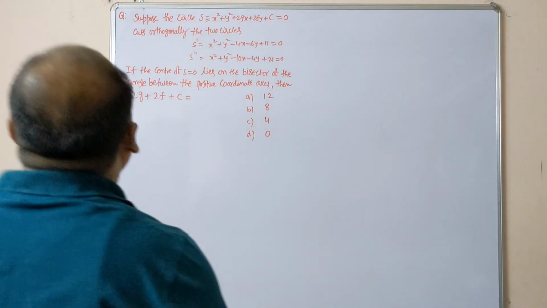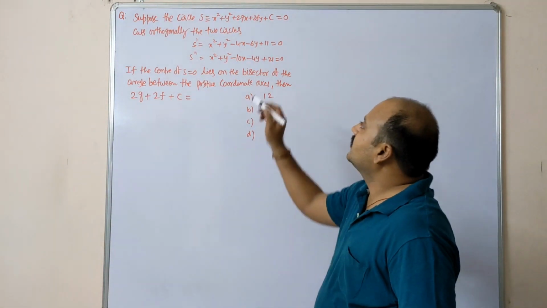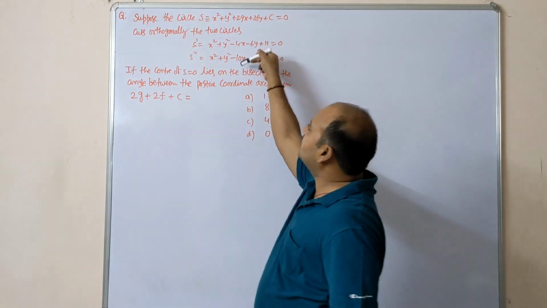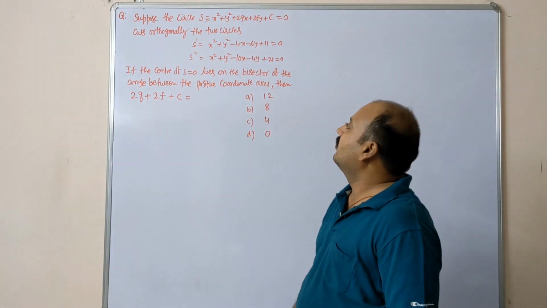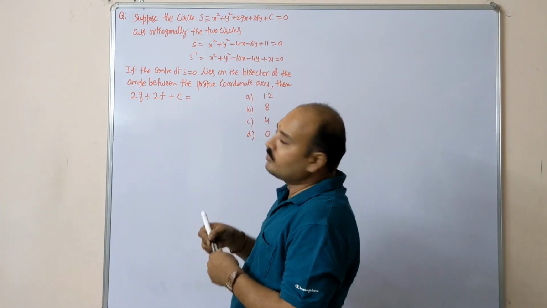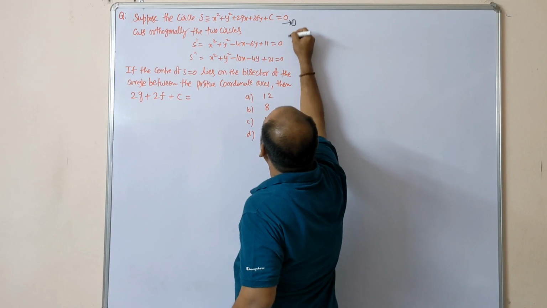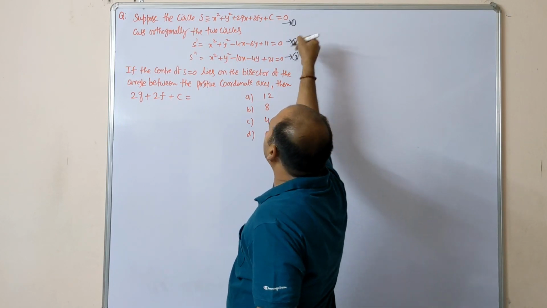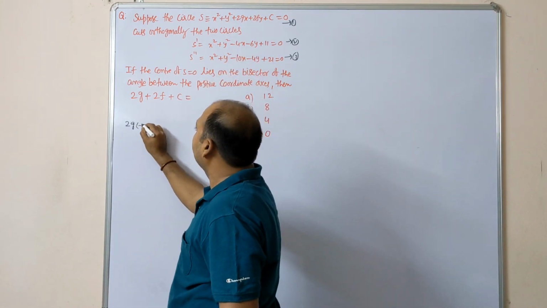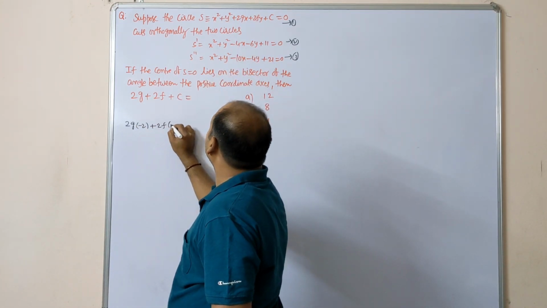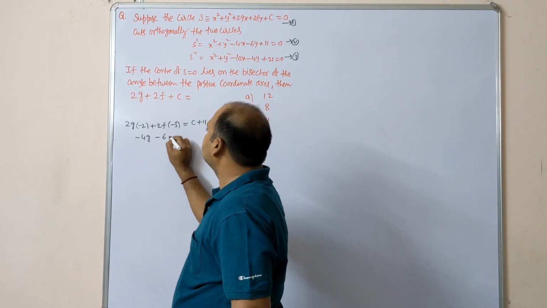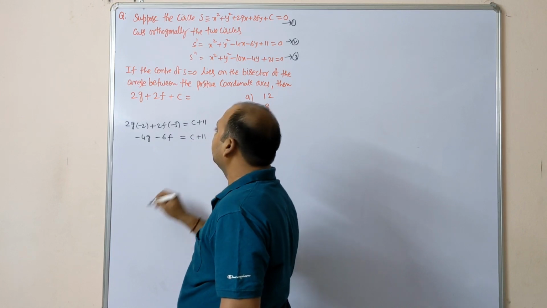The next question. Suppose the circle S = 0, the general equation of a circle, cuts these circles orthogonally. First, you have to complete the procedure of orthogonality of these. So this is equation 1, 2, 3. So 1 and 2 are orthogonal. So 2g into g dash, from here it is minus 2, plus 2f into minus 3, equals c plus 11. So minus 4g minus 6f equals c plus 11. Keep that as equation number 4.